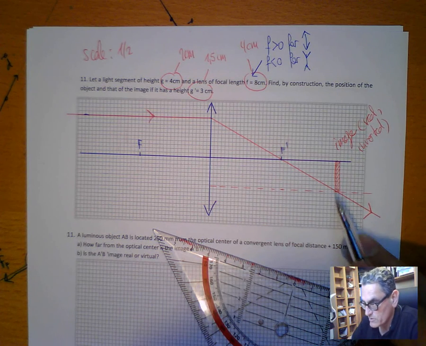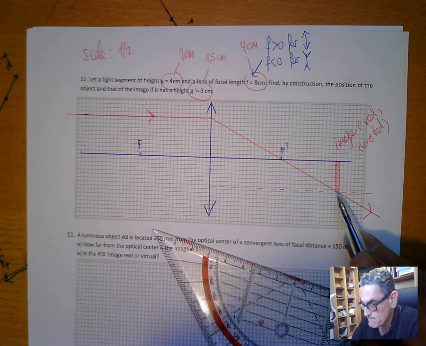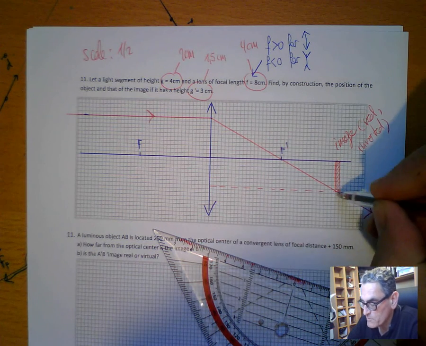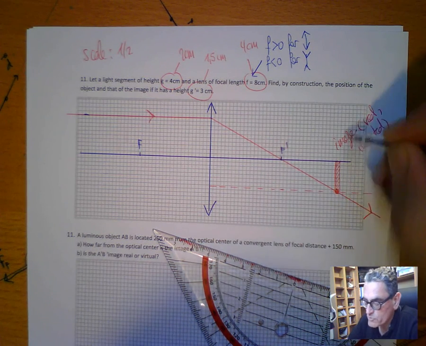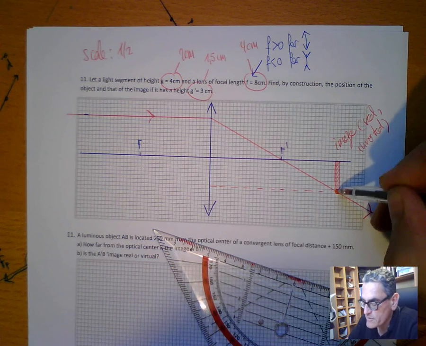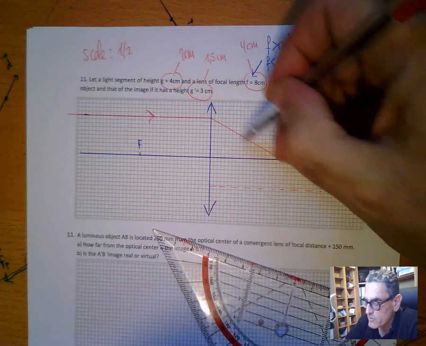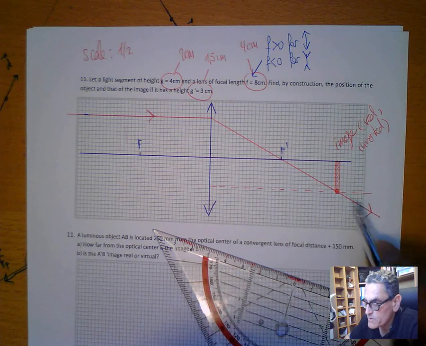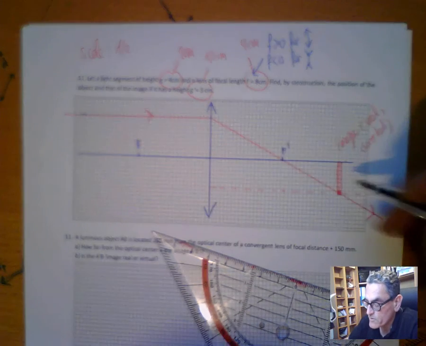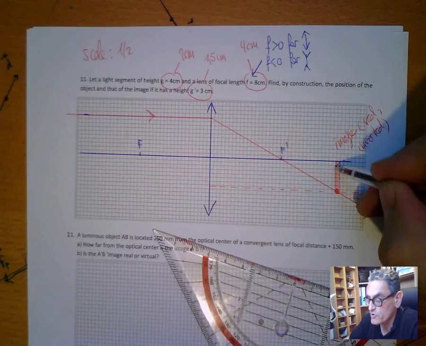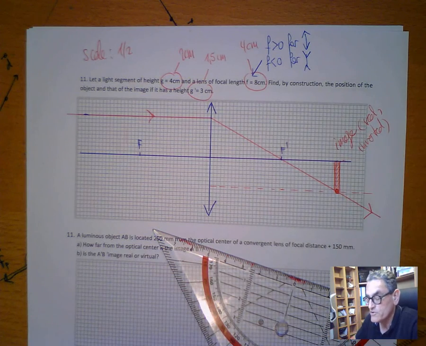Okay, you understand how I found where the image is? Yes. The top of the image, this point, which we could call A prime, this point has to be on this light ray, and it has to be at 1.5 centimeters from the optical axis. So there is no other choice, and so our image is here.